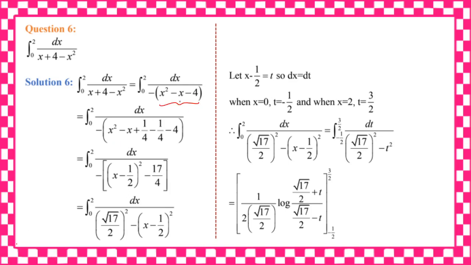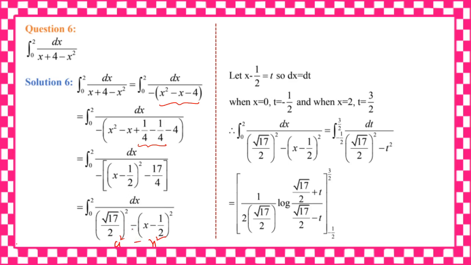Now, completing the square method: coefficient of x is 1, half of that is 1 by 2, square is 1 by 4. We have to add 1 by 4 and we have to subtract 1 by 4. Completing the square, we will get this format a square minus x square. Right? Now let's change the limits.